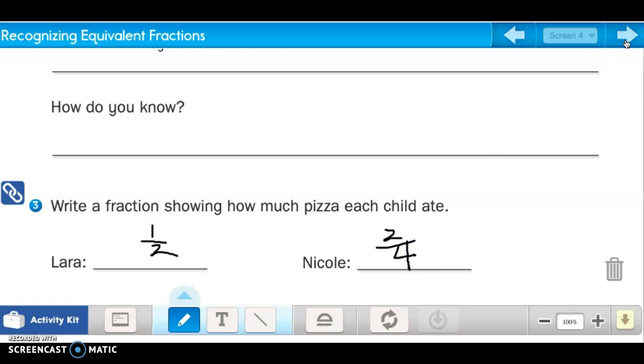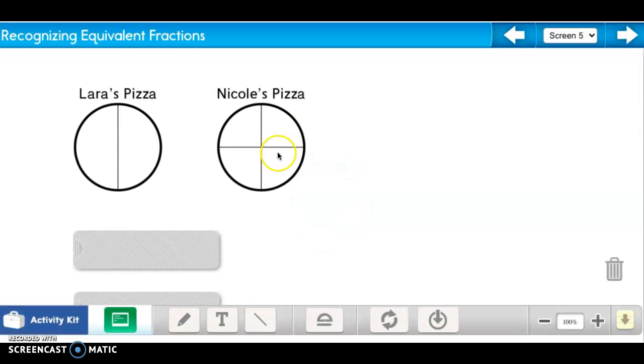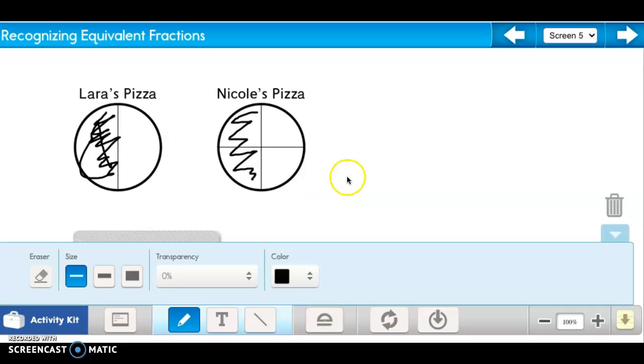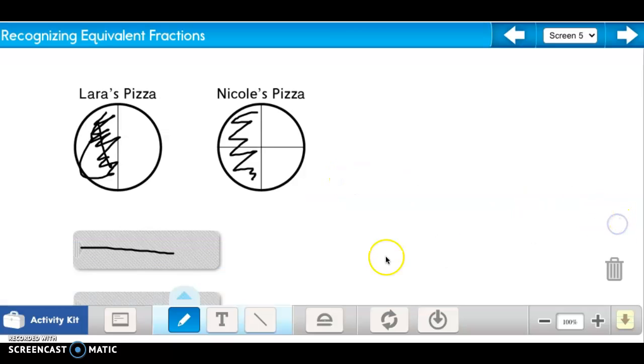And then I just wanted to show you one other thing over here. Laura's pizza and Nicole's pizza. Again, let me just remind you that this whole side is shaded, and this whole side is shaded. Whoops, I'm not sure how this works here. Sometimes Mrs. Watkins is learning how to do all this.